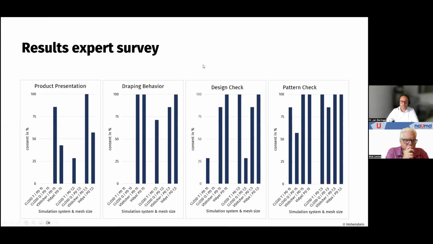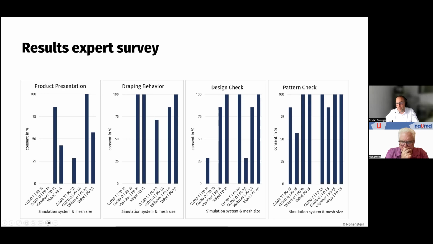Yeah, you see, the answers are a little bit different. So for the product presentation, there's a clear trend towards a particle distance of 7.5, and also for this section here around particle distance 15. For the draping behavior, it also tends more towards the lower particle distance. For the design check, we have a little bit different spectrum here in the answers. And for the pattern check, this was expected.